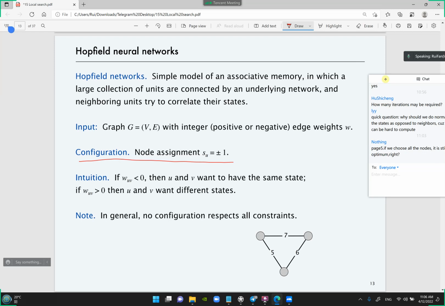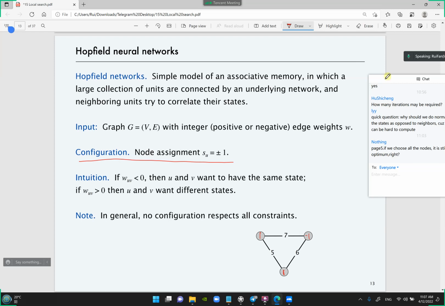The meaning of the weight on the edge is that if you have a positive number, then you want the two endpoints to have different states. For example, since you have a 7 over here, if this node is 1, then you want the other node to be negative 1. The 6 over here again means that you want the two endpoints to have different states. Since the top one is negative 1, you want the bottom to be 1. And this 5 again means that you want these two endpoints to have different states. But here, we're forced to set both of the nodes to 1.